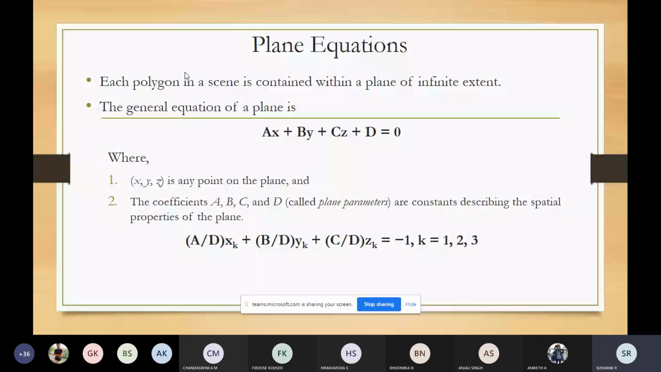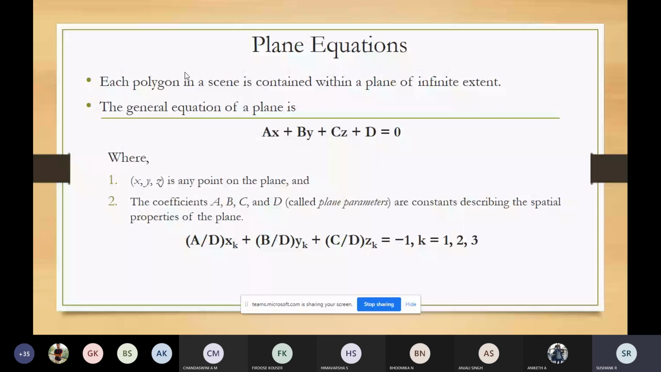Any doubts here? Any doubts with respect to the first two concepts? One is the polygon table, and the second one is checking the consistency of the polygon. Any doubt here? Any doubts? Yes or no? Okay. So I assume that you people don't have any doubts.